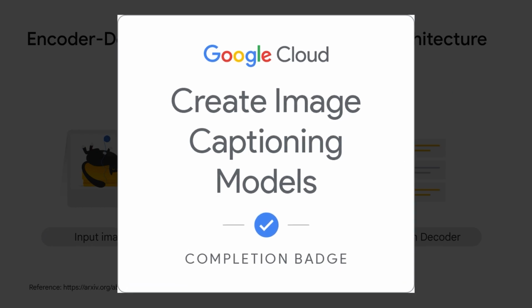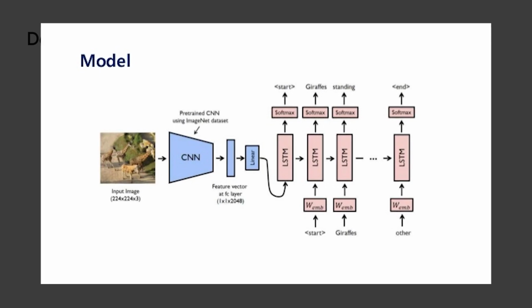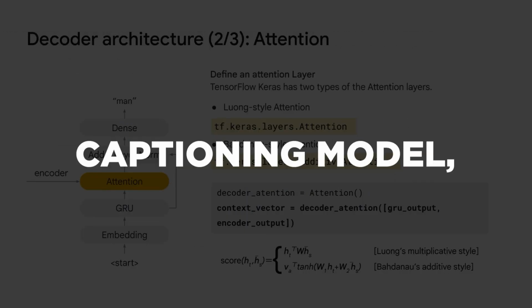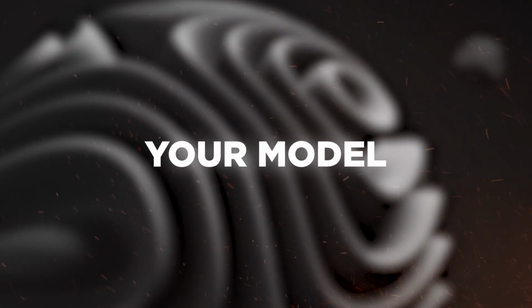Create image captioning models. This course teaches you how to create an image captioning model by using deep learning. You will learn about the different components of an image captioning model, such as the encoder and decoder, and how to train and evaluate your model.